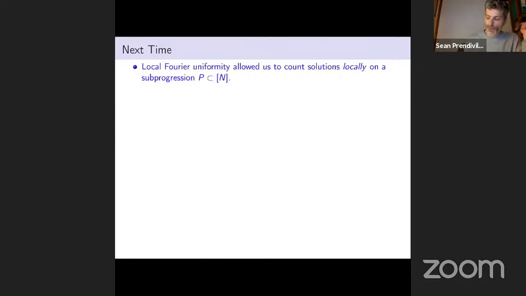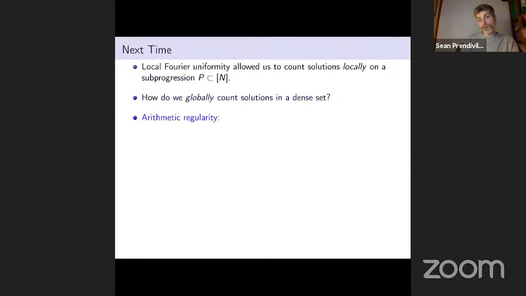But I just want to observe that what we did was we counted solutions to our equation locally on some subprogression using density increment. And there are many applications where you want to globally count solutions to your equation in a dense set. How on earth do you do that? Because globally, your set might not be Fourier uniform. So our solution to this is going to be this technique called arithmetic regularity. And we essentially decompose the interval into a bounded number of pieces, which are algebraically structured.